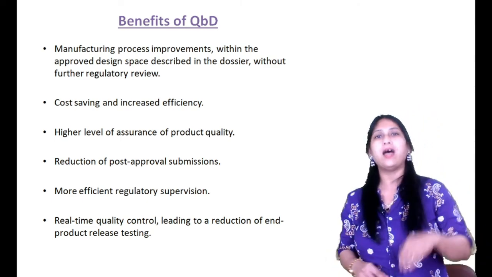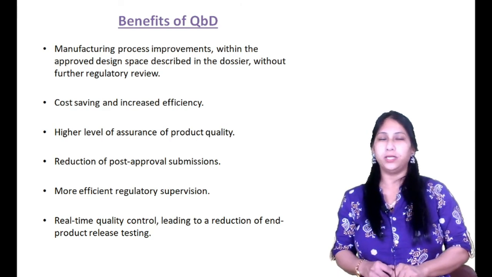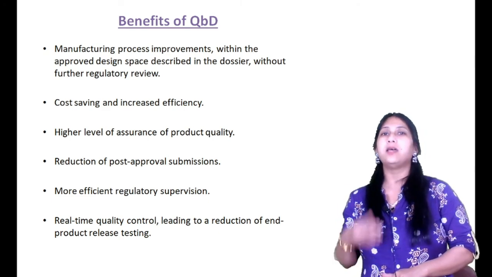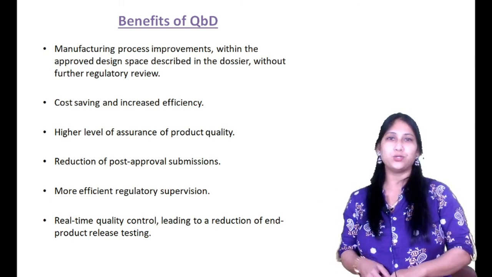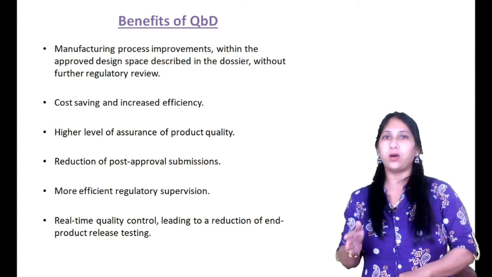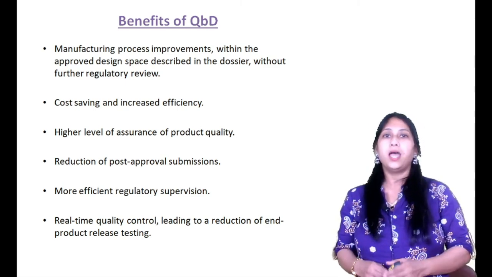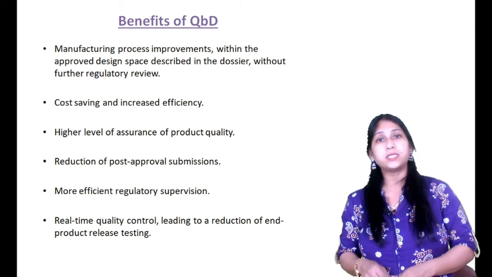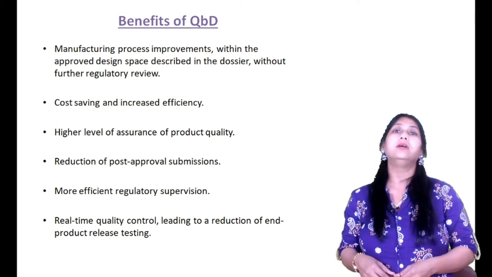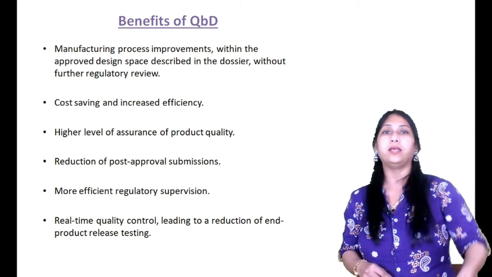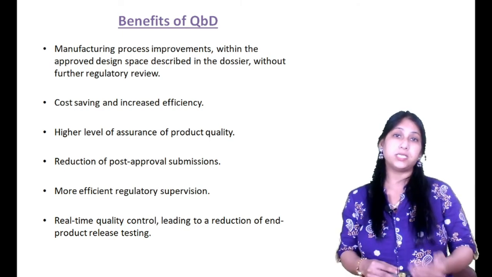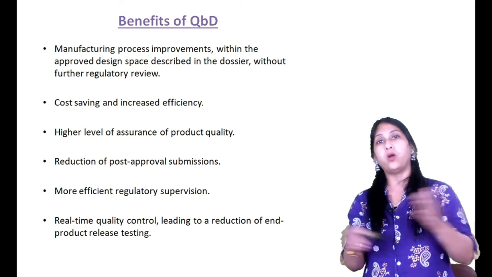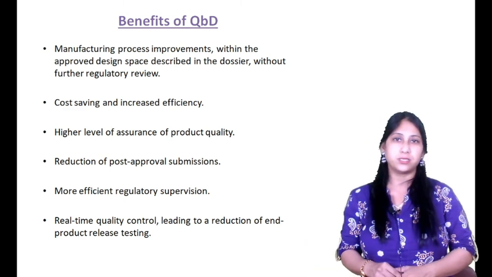It results in a higher level of assurance of the quality of the product. The goal of QBD is to optimize the process based on quality risk management. So ultimately it results in cost reduction and increased efficiency. And when manufacturing process improvement is done within the design space that is specified during the submission, then it eliminates further regulatory reviews. And if the changes are done post approval and that is within the design space, then it won't require a post approval submission.